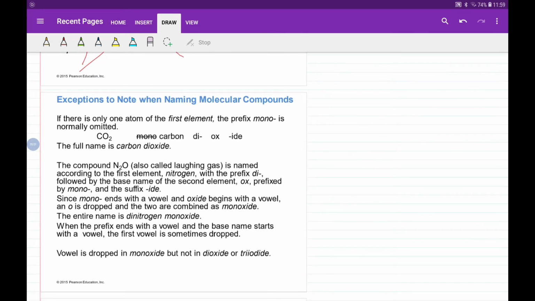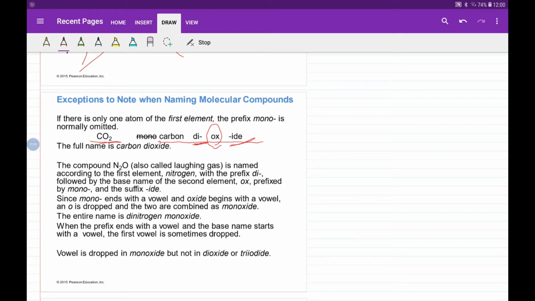Okay, we do not do that. Notice right here we have carbon dioxide. For carbon, we don't say monocarbon dioxide. It is carbon dioxide. So we used the prefix for the second element, the stem of the name, and we end it with I, D, E.